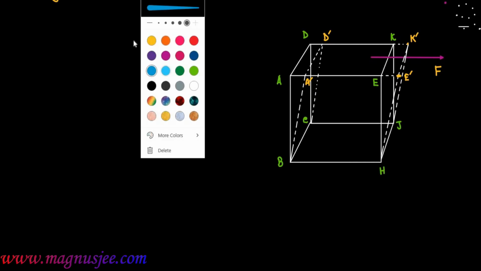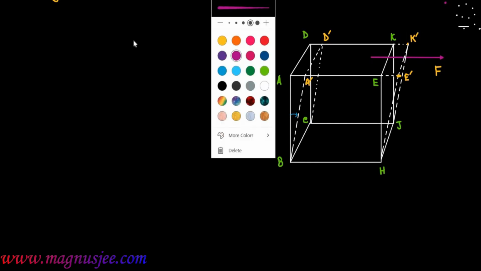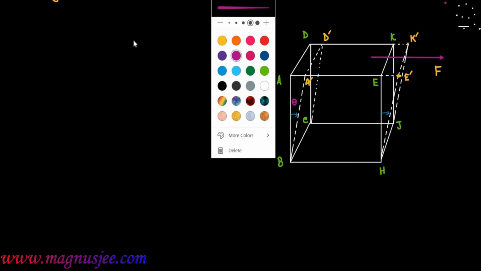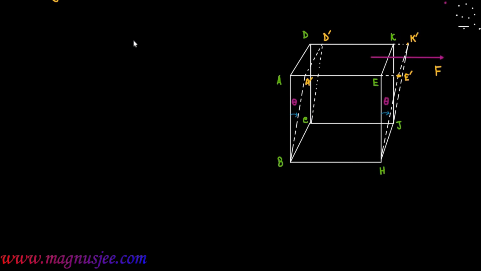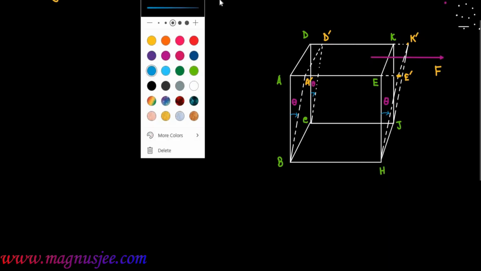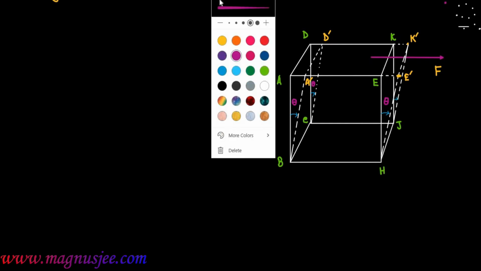Now, the angular displacement of the plane or of the face ABCD, which is perpendicular to the fixed plane BHJC, is theta. Theta is the angular displacement of the plane ABCD. Similarly, the angular displacement of the plane EHJK is theta. The face of the plane EHJK will be displaced to the position E prime HJK prime, and theta is the angular displacement. So this angle will be again theta.